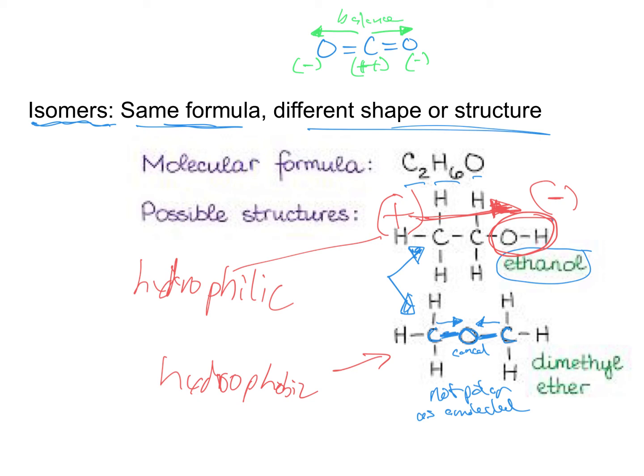So it's like two people pulling on a rope in opposite directions that are equally strong. And so this ends up being, even though this is a polar bond, this is a polar bond, this molecule is not polar because they oppose each other in opposite directions.